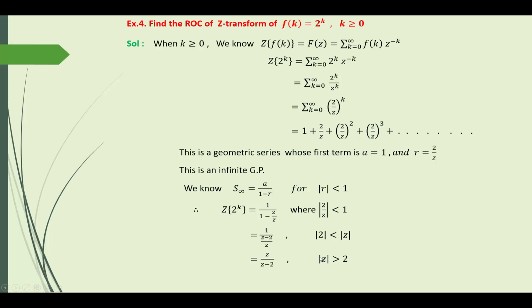Write down this term first, mod z greater than mod 2, and therefore the region of convergence of F(z) is mod z greater than 2. That is, mod z is a circle whose center is the origin and radius 2. The region greater than 2 means outside the circle. Region is outside the circle whose center is at origin and radius 2, and this is mod z greater than 2, so outside the circle. The region of convergence is outside the circle whose center is at origin and radius 2.